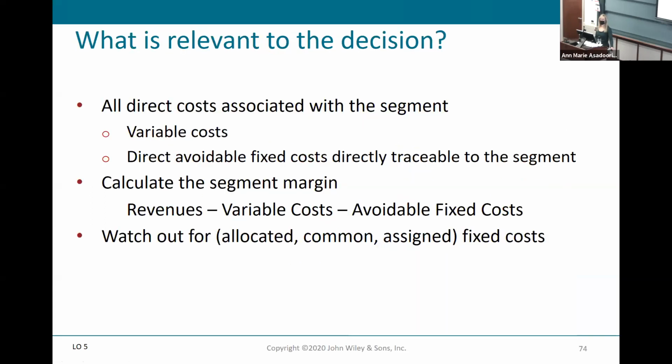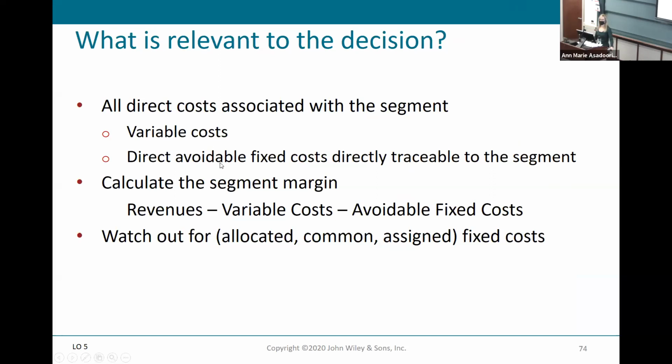All right. So what is relevant to the decision here? You want to look at all the direct costs associated with the segment, right? You're looking at the variable costs. Variable costs are caused by that segment because they go right along with those sales dollars, right? And then you're looking for direct, avoidable, fixed costs directly traced to the segment. I'm throwing in all of those terms so that they jog your memory when you see this, right? They are directly traced to the segment.